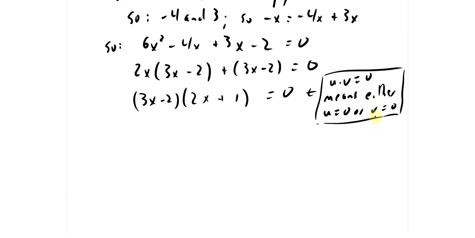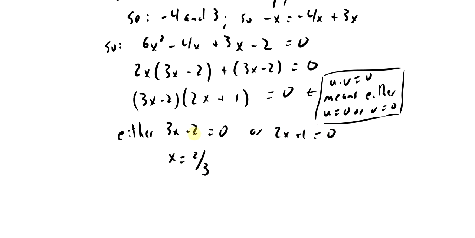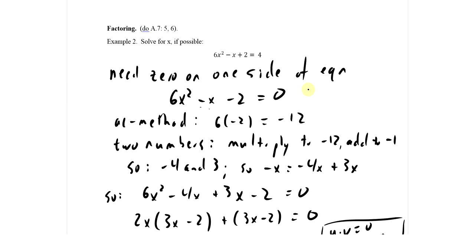But this times this equals 0. That means either 3x minus 2 equals 0 or 2x plus 1 equals 0. You move the 2 over and then divide by 3. X is 2/3. Or move the 1 over as a minus 1 and divide by 2. Minus 1/2. So there's our two solutions to our quadratic equation.